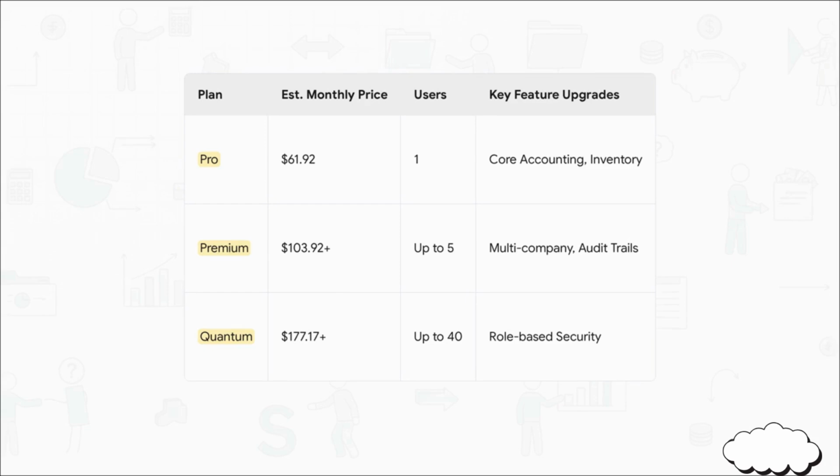When you jump from Pro to Premium, you start getting features for bigger operations, like handling multiple companies and better audit trails. And then when you get to Quantum, well, now you're talking about supporting up to 40 users with really specific security permissions for everyone on the team. So the price goes up, but so do the capabilities.